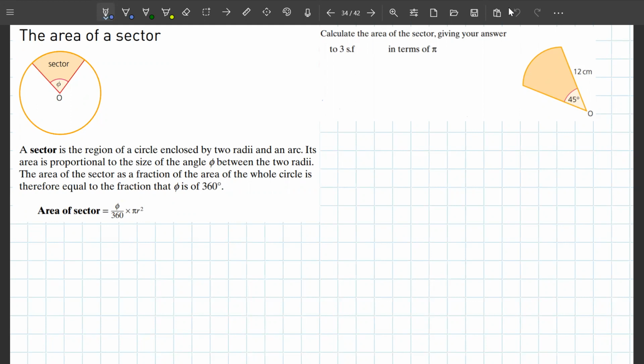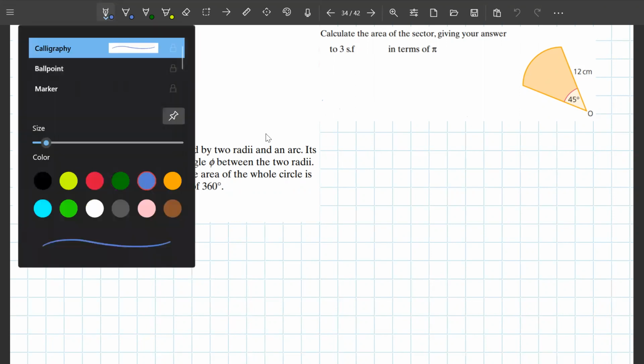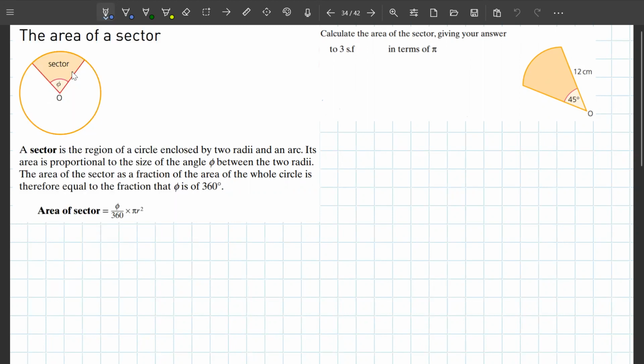The area of a sector is basically a part of a circle, and it is between two radii. As you can see, the area is the region of a circle enclosed in two radii. This is the first one. And how do we define radius? Radius is the distance from the center of a circle to the circumference. That distance is called radius, and it is equidistant.